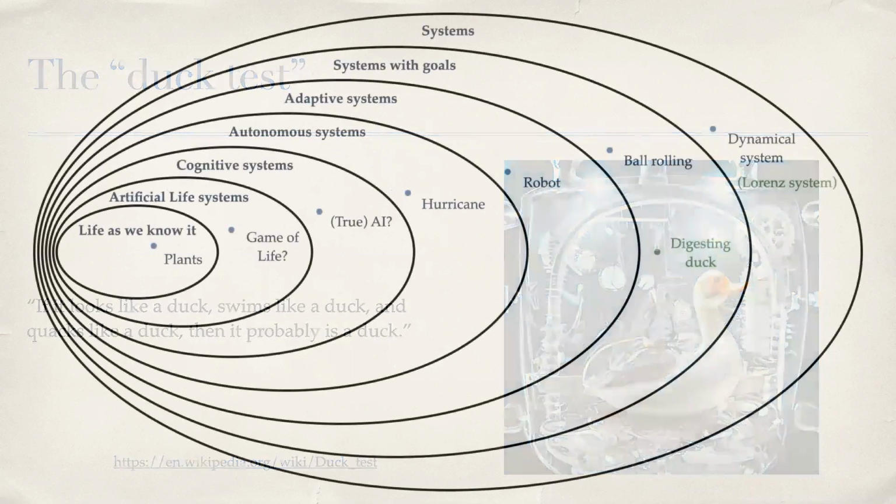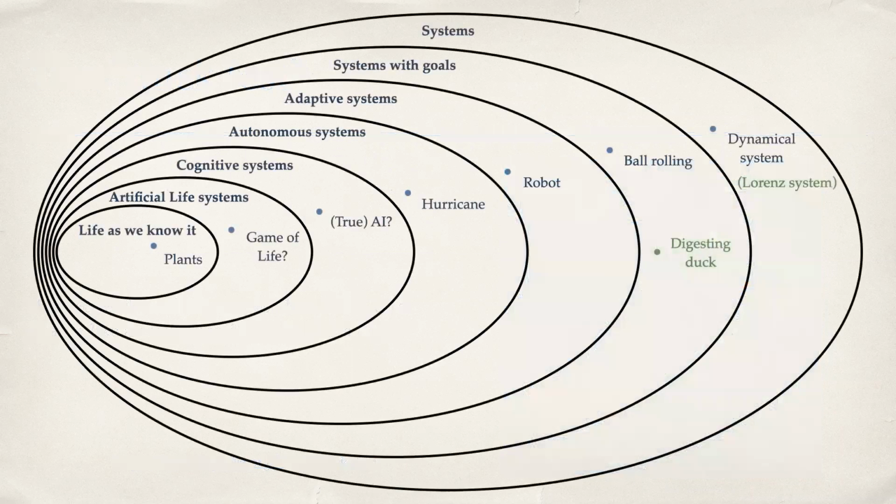Okay, so where do we put that? I would say, I'm interested in thinking about this system as a system with goals. So it's not adaptive, but it might have goals, or at least I may want to attribute goals to this system.